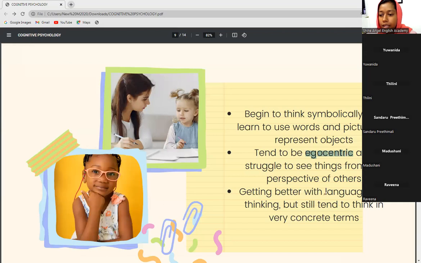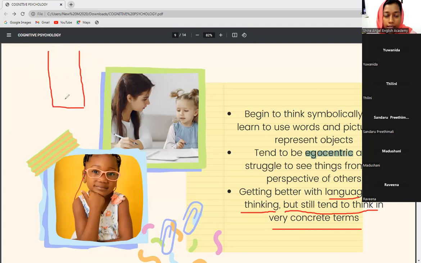Getting better with language, they improve their language and thinking. They start to think, but still tend to think in very concrete terms. For example, I have 2 glasses. This is a flat glass and this is a thin, tall glass. I'm pouring the drink.